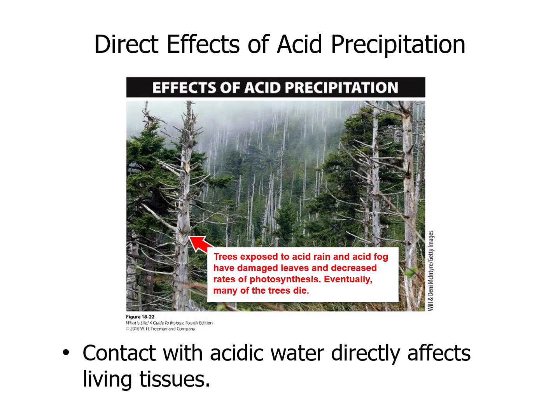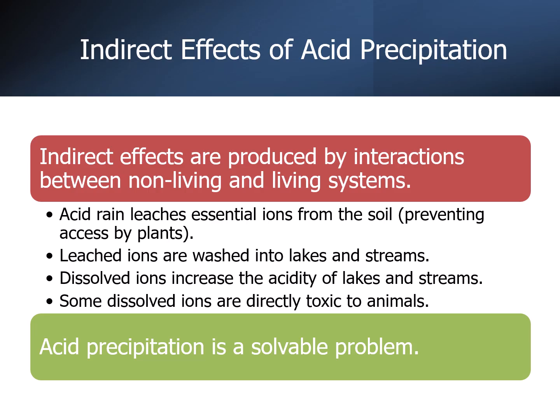Here are some indirect effects of acid precipitation. So potentially the acid rain can leach essential ions from the soil, which is going to affect plant growth. Leached ions are washed into lakes and streams. This can affect aquatic life. Dissolved ions increase the acidity of lakes and streams, again affecting aquatic wildlife. And some dissolved ions are directly toxic to animals specifically.